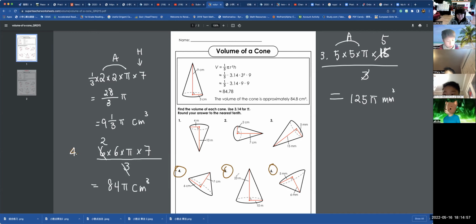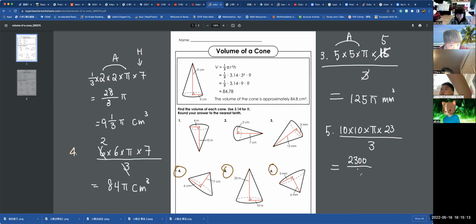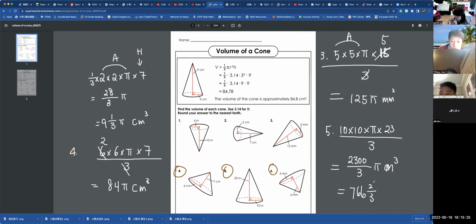Okay, very good. Number 5. 10 times 10 times pi times 23 divided by 3. This one is a little bit off. It's 2300 over 3 pi meters cubed. So this one equals 766 and 2 over 3 pi meters.